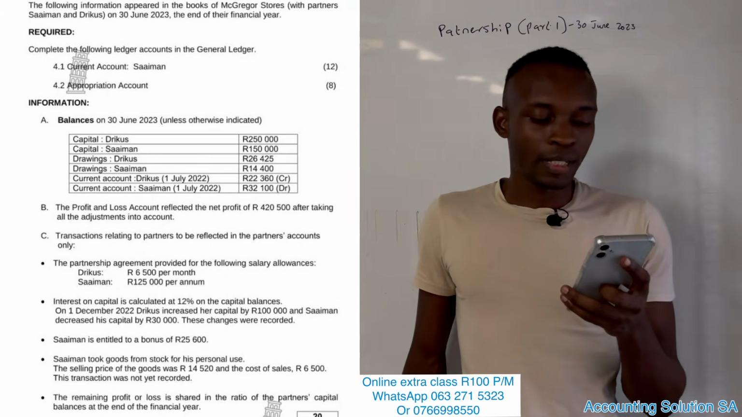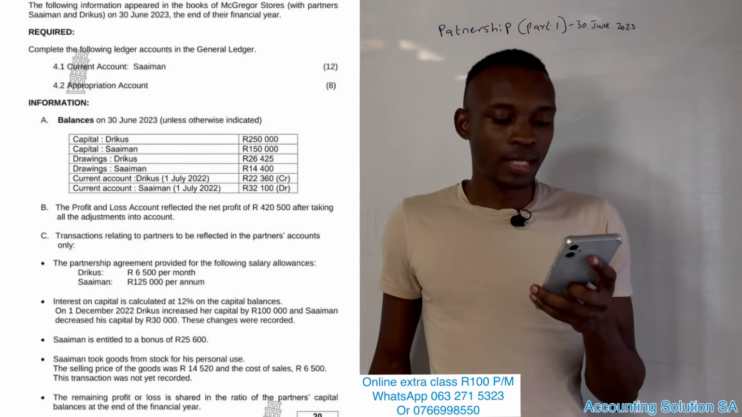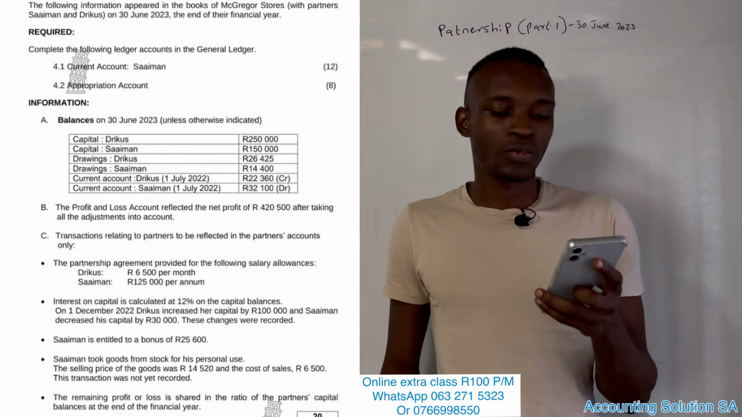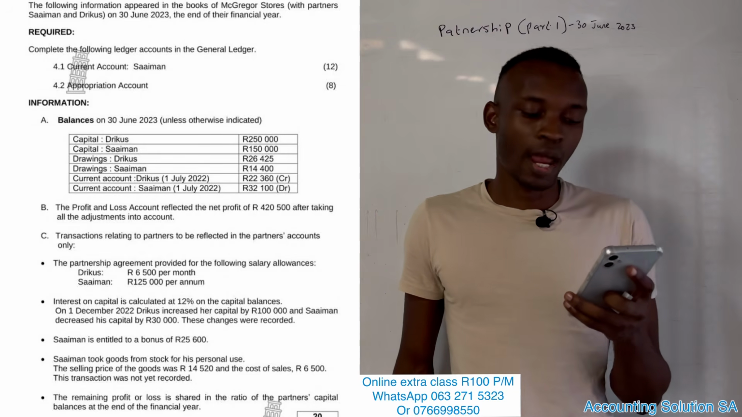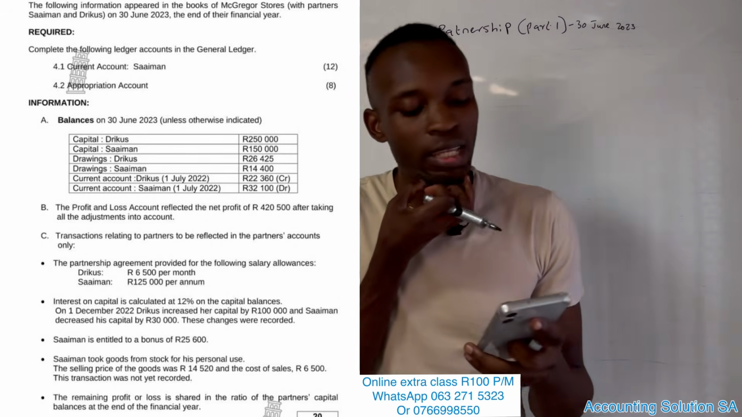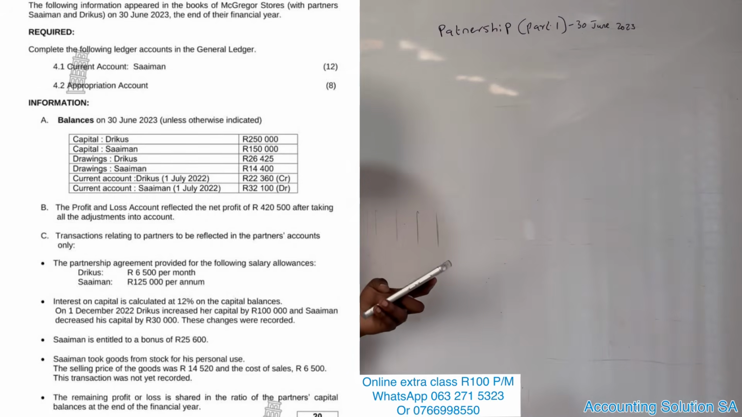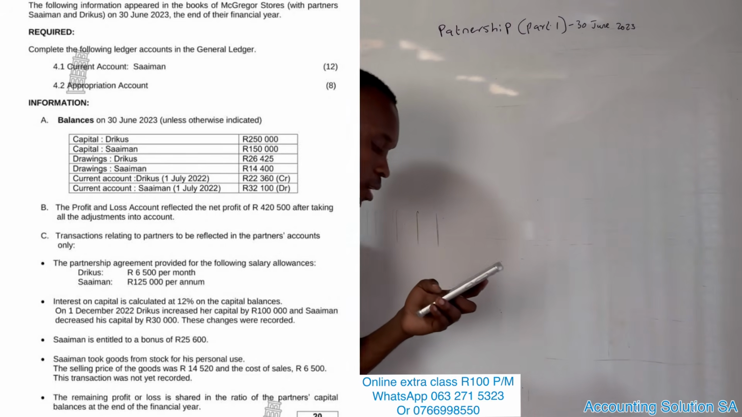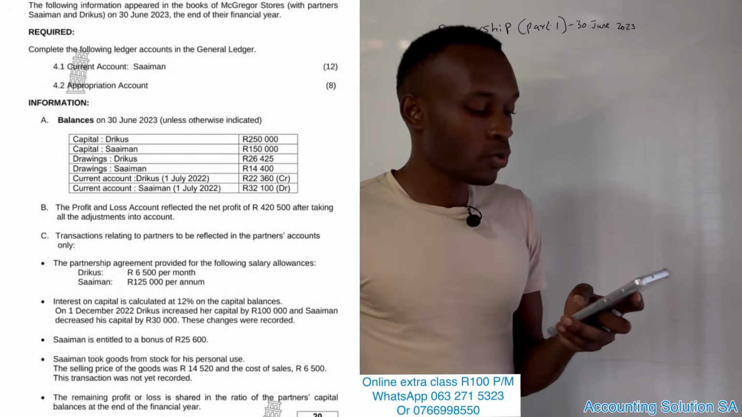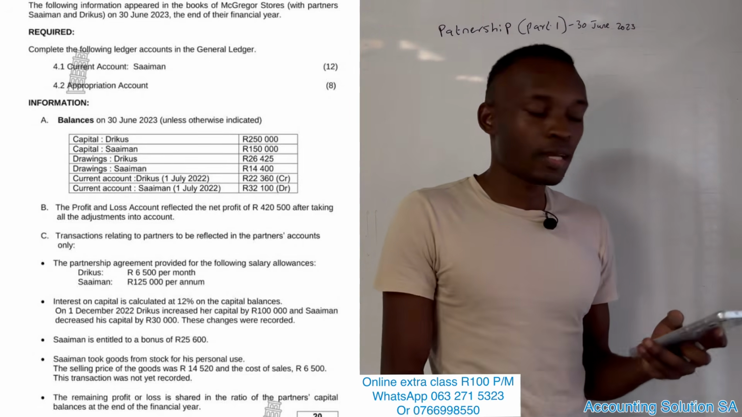Then we are given information. They give us some balances. They say that unless otherwise indicated, all these balances are at 30 June 2023. They are closing balances unless they indicate otherwise, for example, current account balances are indicated as being for the beginning of the year. Then B, the profit and loss account reflects the net profit of 420,500, taken after taking all adjustments into account. This is what they find when they prepare the income statement.